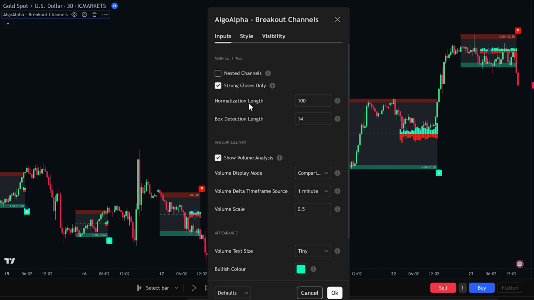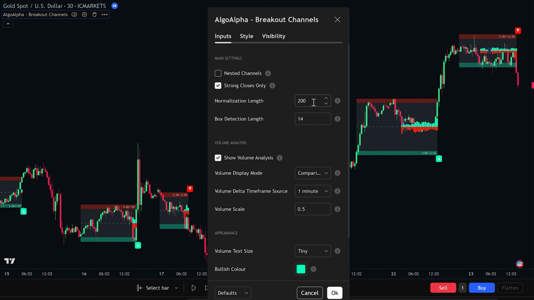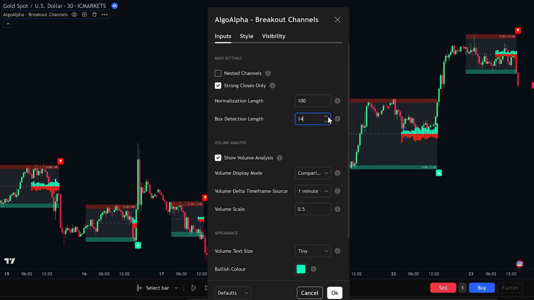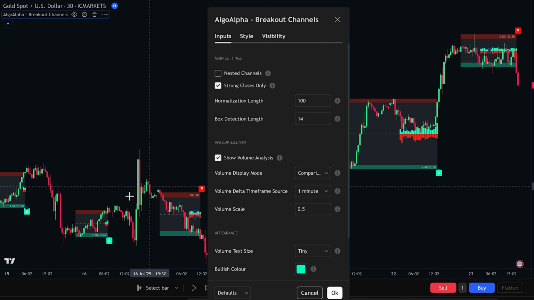Next, check the number inputs. Normalization length is set to 100 by default. A bigger number smooths out volatility and gives you steadier boxes. A smaller number makes it react quicker, but it can get noisy. Box detection length is set to 14. If you raise this, you'll get fewer but stronger channels. Lower it, and you'll see more boxes forming, though some will be weaker.